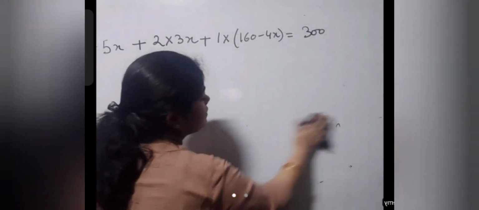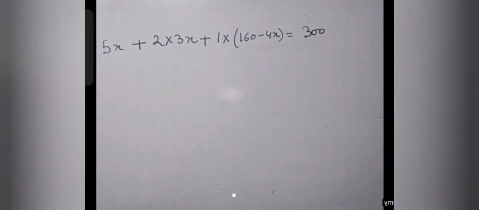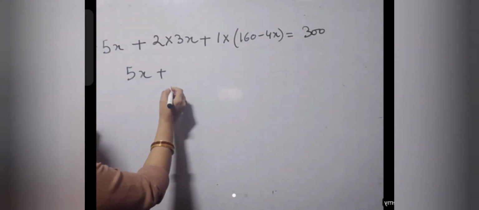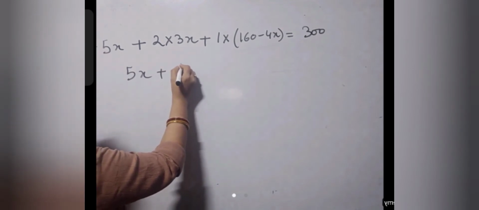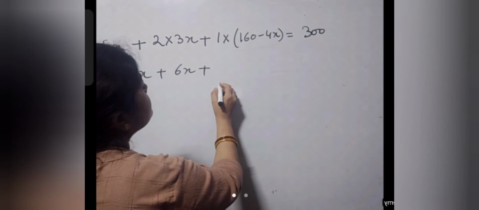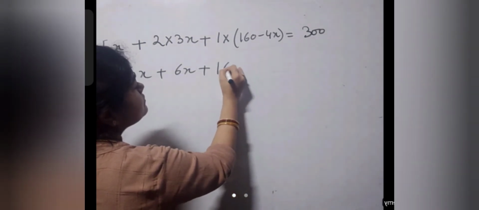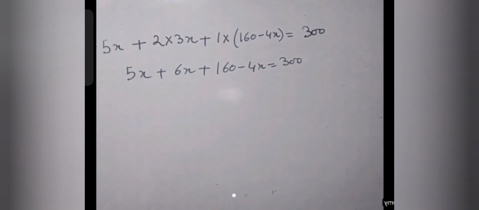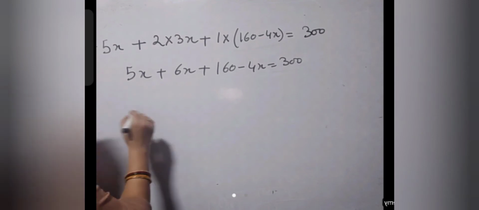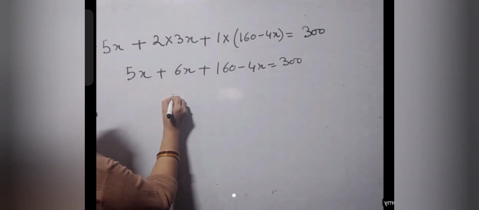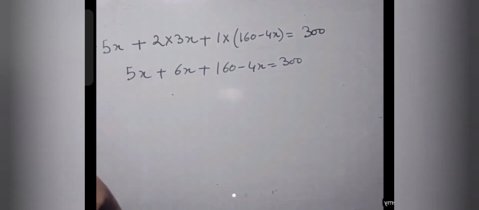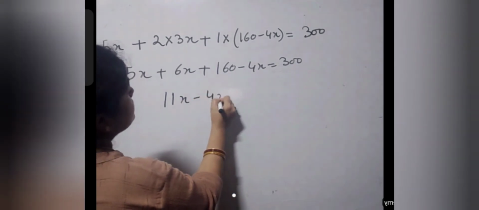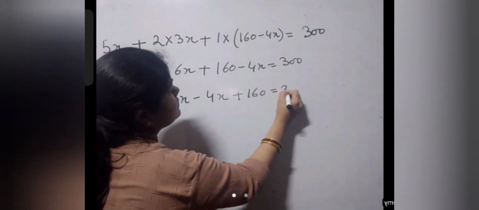Have you got the concept? It might be a little bit confusing. So it is 5x, then 2 into 3x, then 160 minus 4x, then 300. Then solve it. 5x plus 6x minus 4x is 7x, so 7x plus 160 is equal to 300.